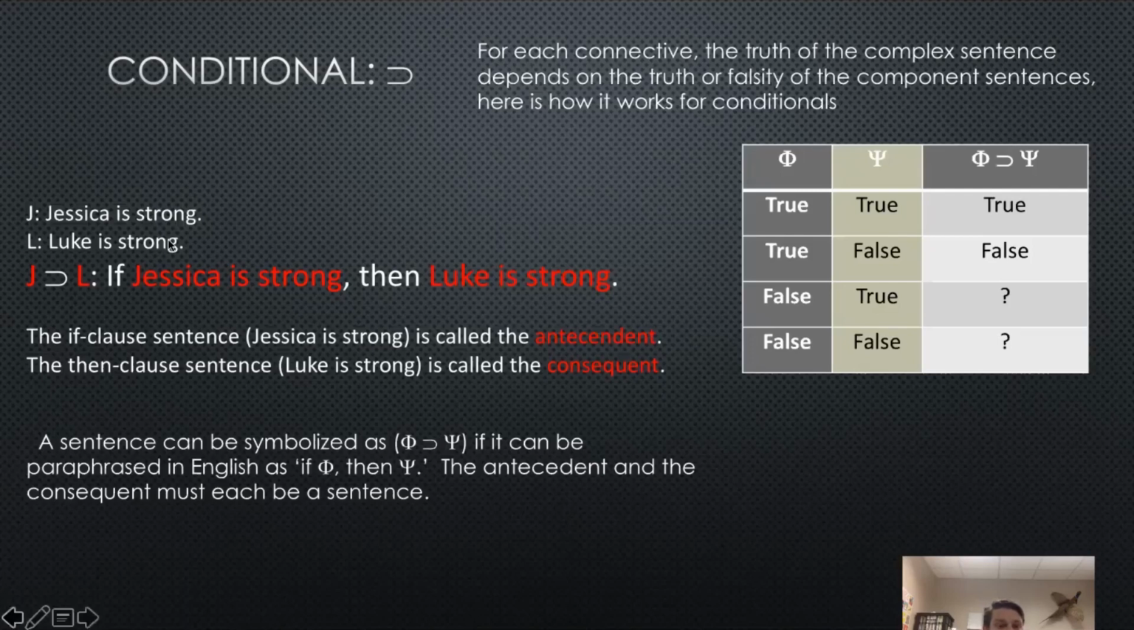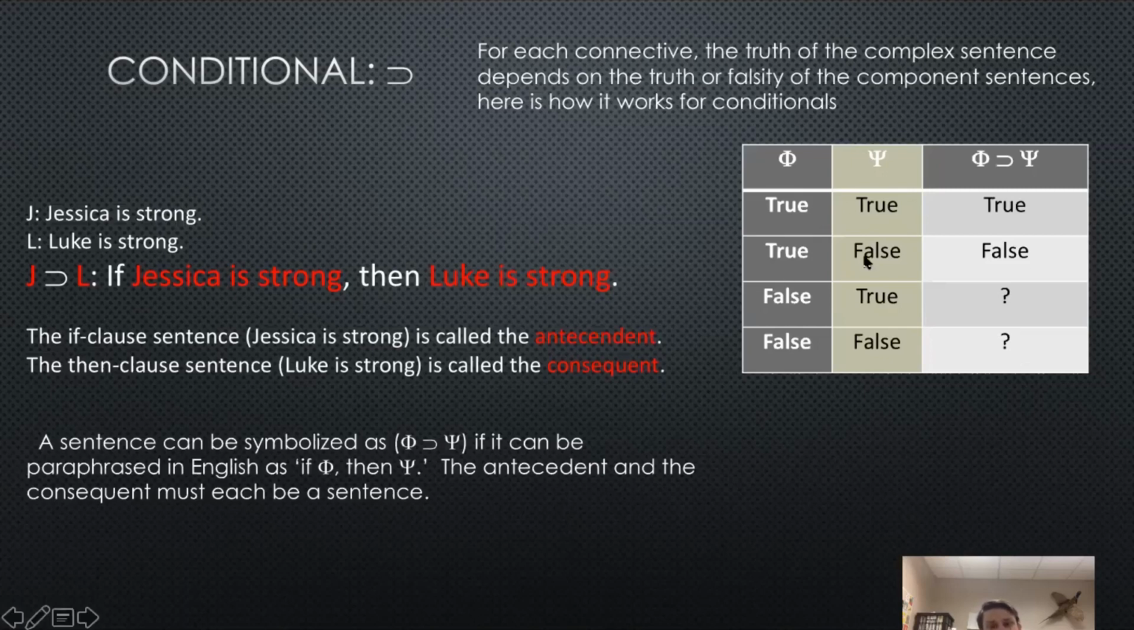So I think this makes sense if we think about it in connection to our sentence that we've already looked at here. If Jessica is strong, then Luke is strong. So that sentence, the whole thing, is true if Jessica is strong and Luke is strong, right? In other words, it follows that if both Jessica and Luke are strong, then if Jessica is strong, Luke is strong. You might be tempted to interpret a kind of causal connection here, but this isn't really a causal relationship. It's not saying that Jessica's being strong makes Luke strong. Instead, it's just saying that if this condition holds, then this other one holds.